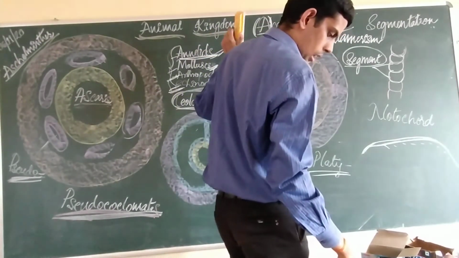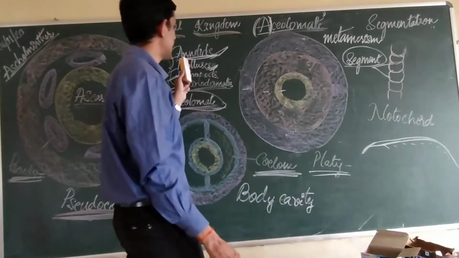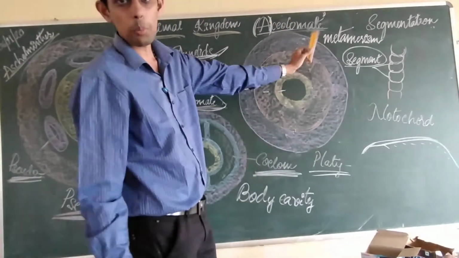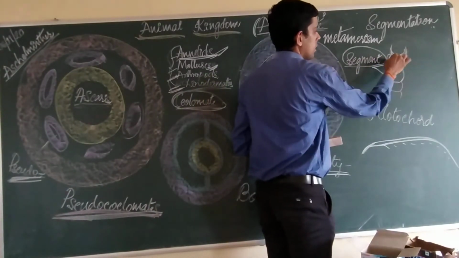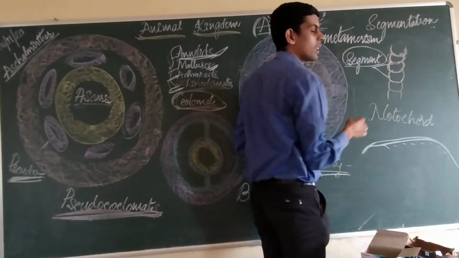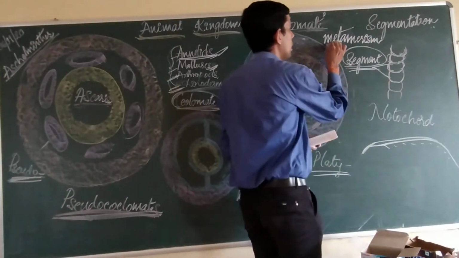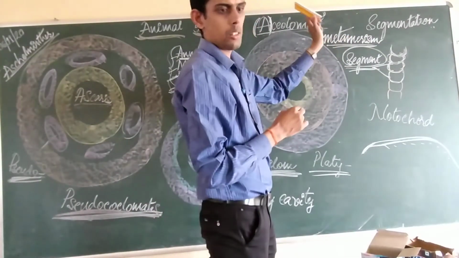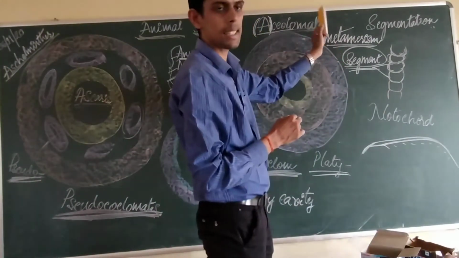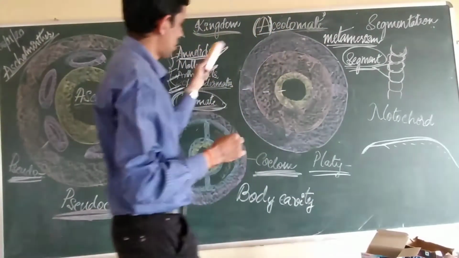So remember, metamerism is the phenomenon of segmentation that occurs in animals, especially the annelids, mostly found in the earthworm, right? So in annelids, the body parts or body organs are in the form of repeated sections, right? That is called a segment, and the phenomenon is called metamerism. So remember, that is a very important point for your exams. So this is the fifth criteria.